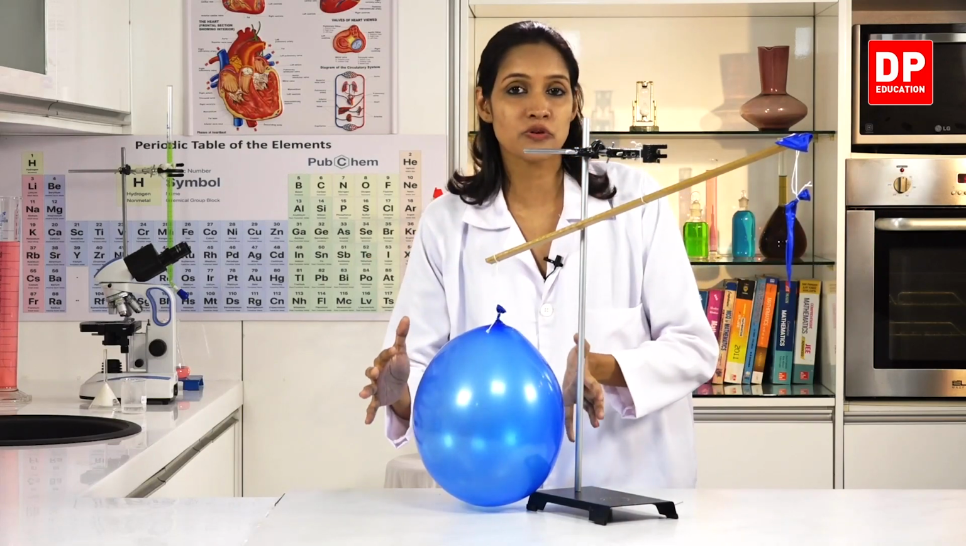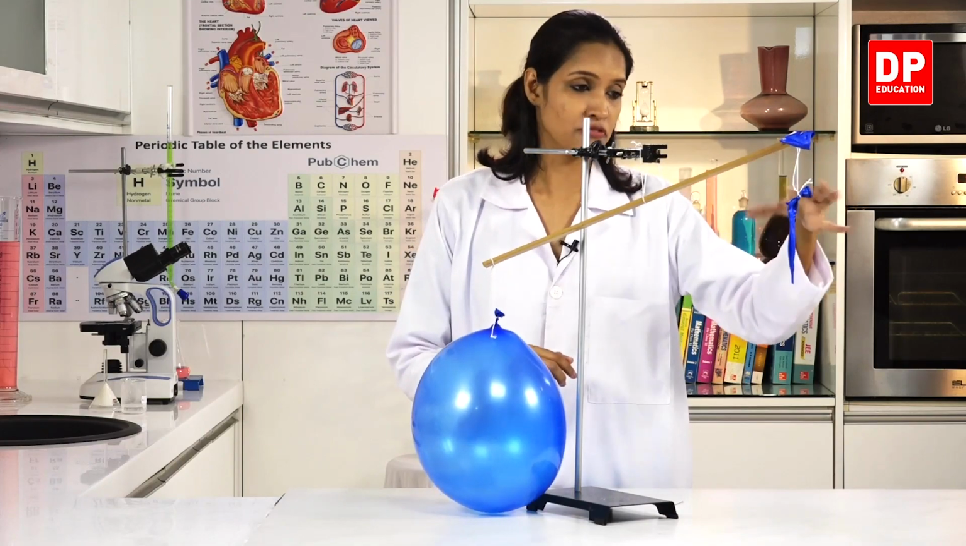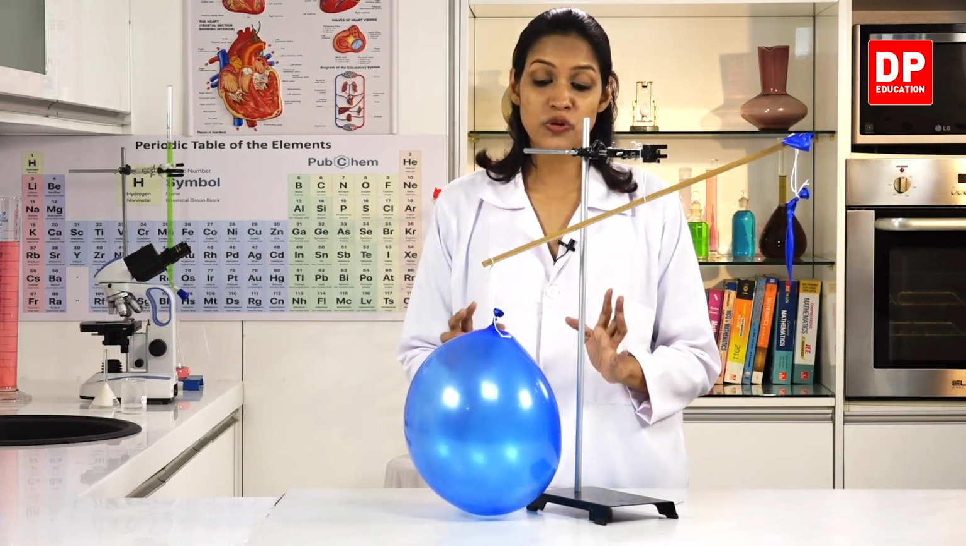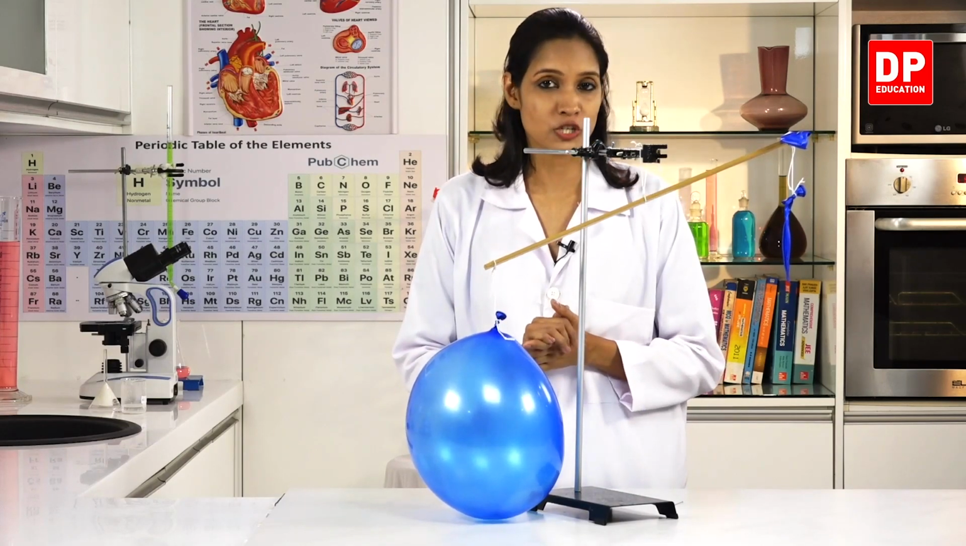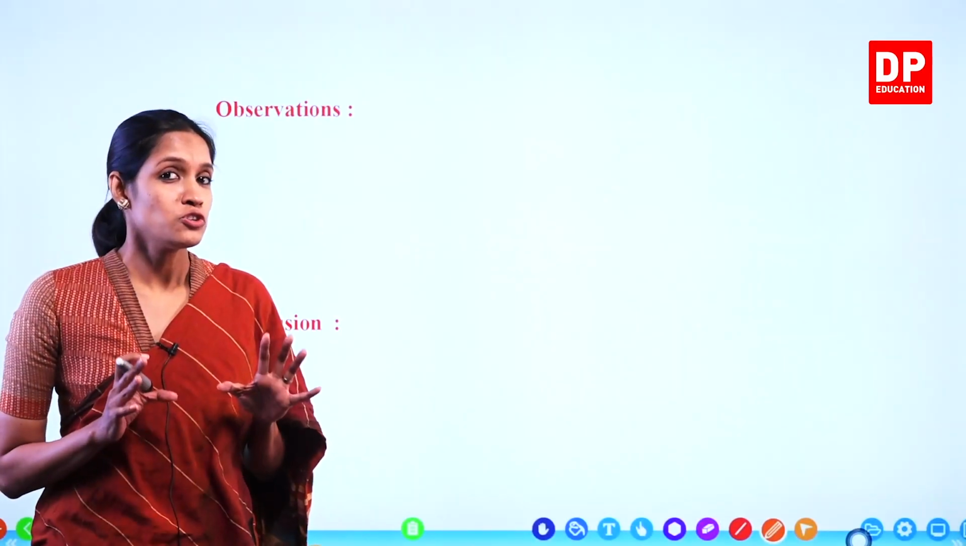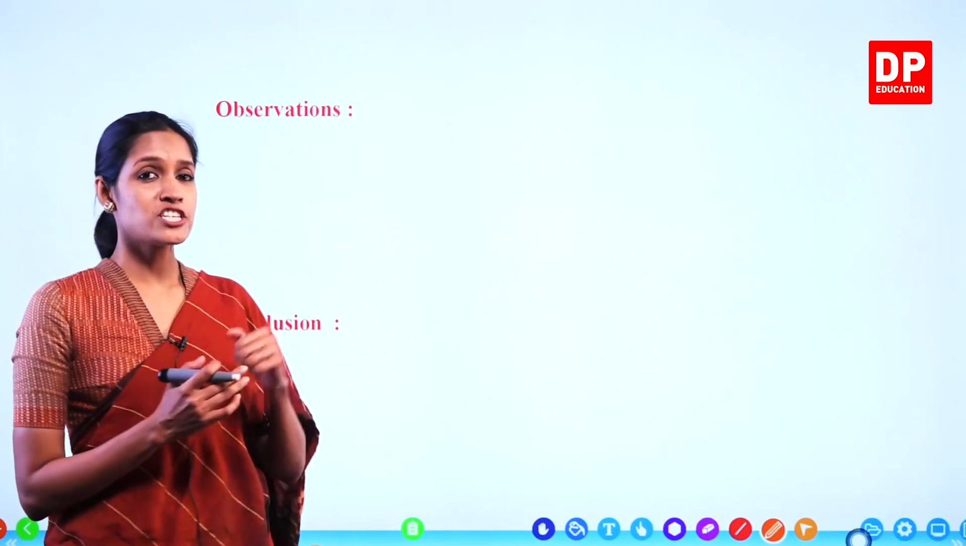But here this side clearly goes down when we burst this, when we send air from this balloon. The reason is air has a mass. So in this way, we can come to a conclusion that air has a mass. So you saw what happened when we were doing the experiment. What were the observations, children?